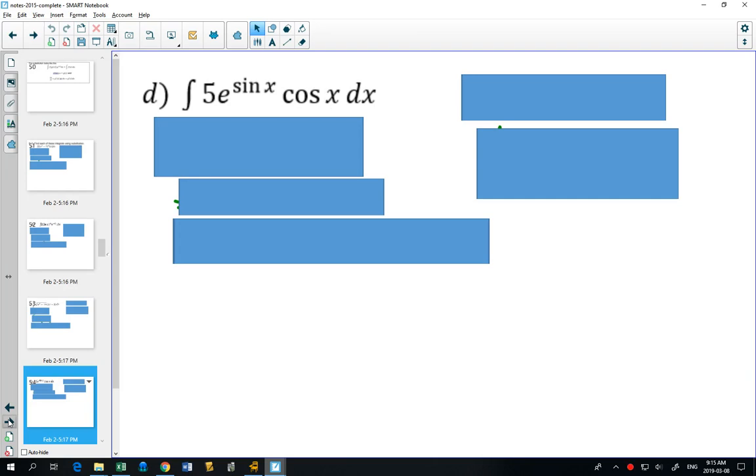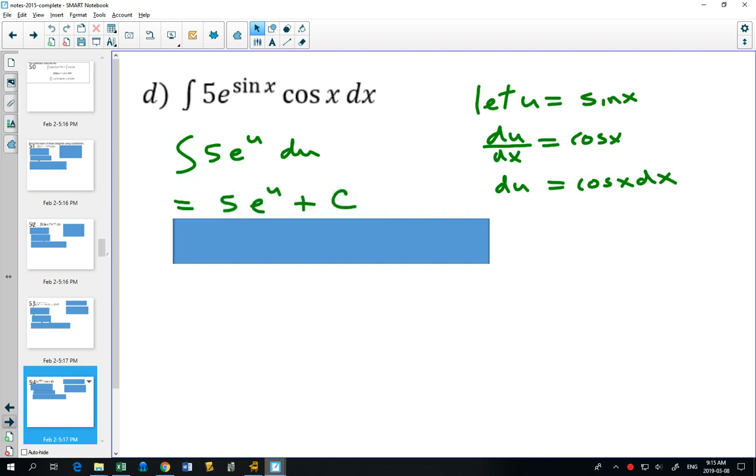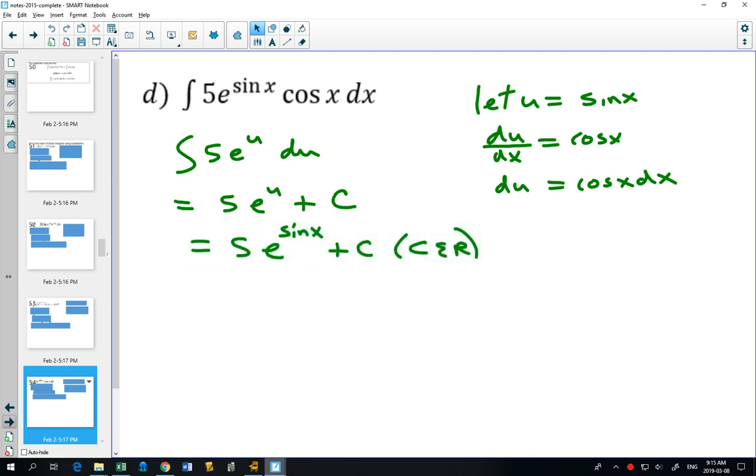Inside function, let u equal sine of x. Derivative, du is equal to cos x dx. Substitute in, and we change our integral to something easy. What's the integral of e to the u? E to the u. Substitute back.